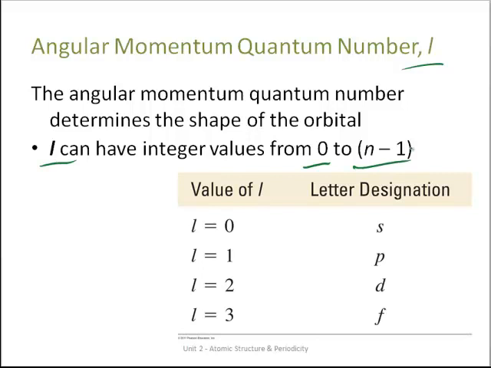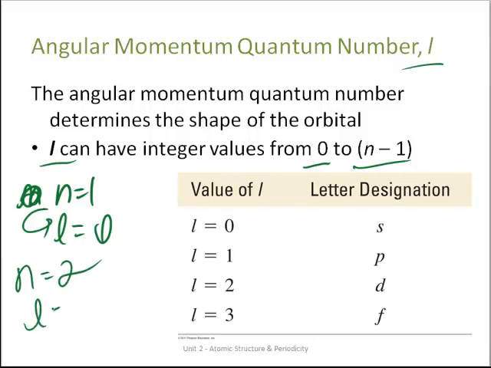minus 1. Okay, so for n equals 1, L can have only one value, 0 to n minus 1, which is also 0, so L equals 0. For n equals 2, L can have values of 0 to 1, n = 2 minus 1, and so on and so forth. N equals 3, L can have 0, 1, and 2.